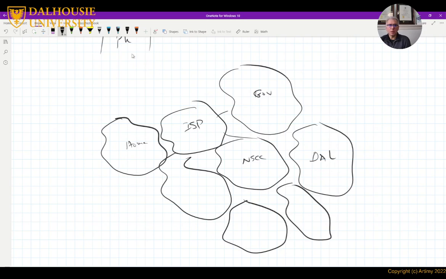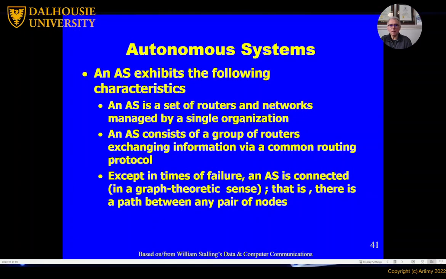But Dalhousie may use one routing protocol. The government may use another routing protocol. So if we want to connect these networks together, how can we connect them? Do we force everybody to use the same routing? That's impossible. Even if they use the same routing protocol, they may not agree on the same metric. So I may use OSPF, an example of a link state protocol, but I may adjust my metrics differently than others. So the next concept we learn is the idea of autonomous system.